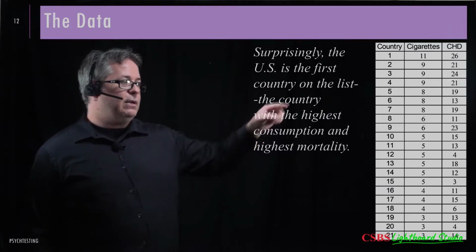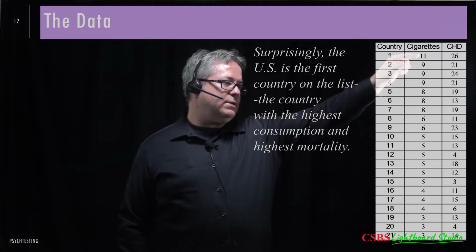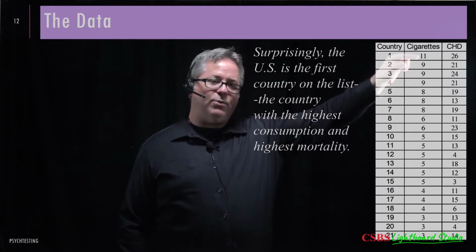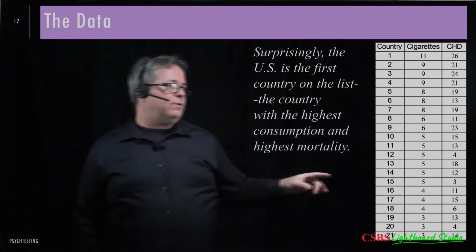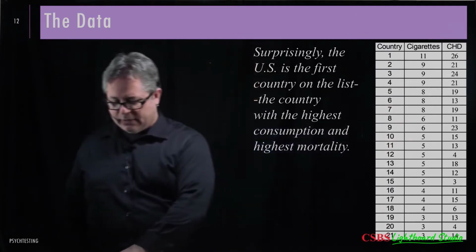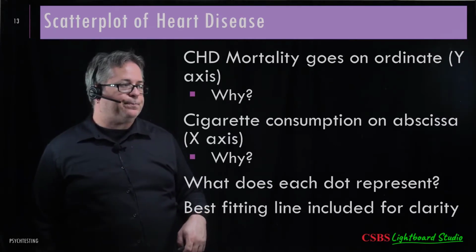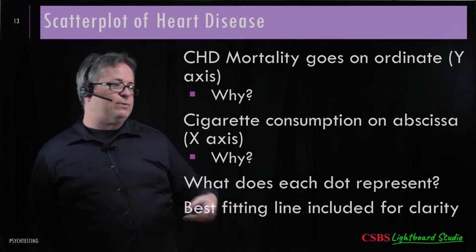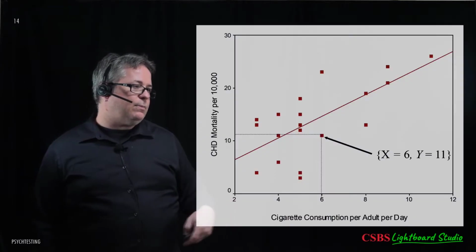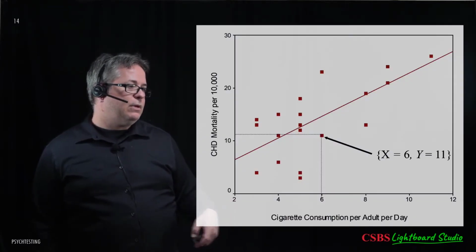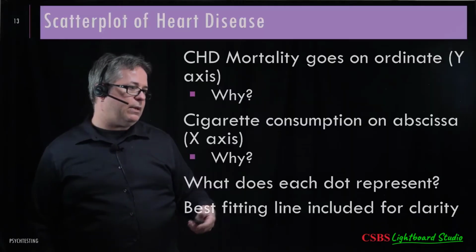It's a little bit old, but the first country here that has the most cigarettes per person per day is the U.S. We were the leading smokers in like 1988. And we see the coronary heart disease deaths. So here too, we can start looking at the relationship between cigarette consumption and CHD mortality. CHD mortality goes on the ordinate, which is the Y one, and cigarette consumption goes on the abscissa, which is the X one. So we can start plotting things like this, and we can start to look at how these things relate.